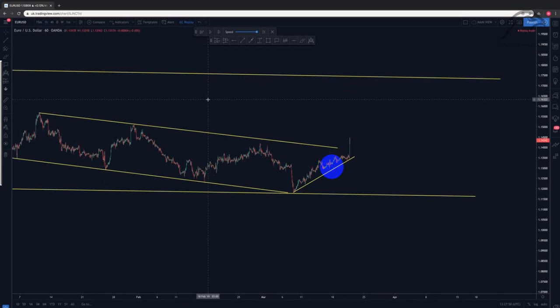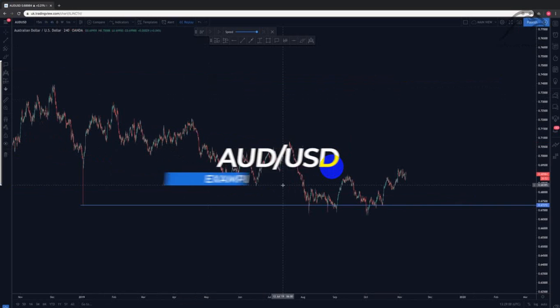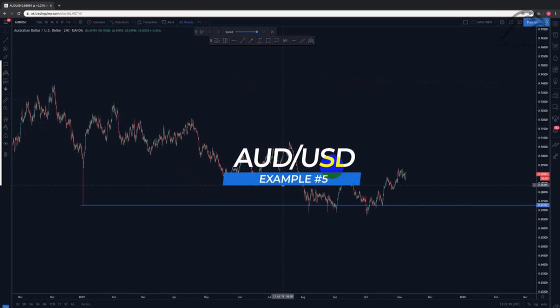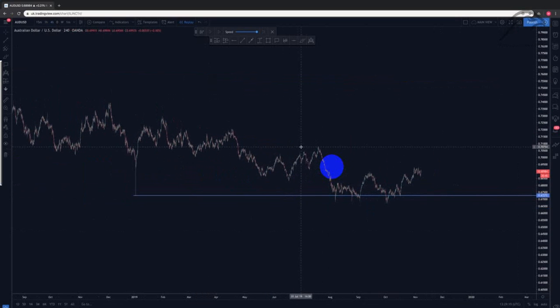Let's take a look at Aussie Dollar. So here we have Aussie Dollar. Let's take a look at a couple of entries here. It's important to look at multi-time frame analysis and understand why we're looking at the particular entry type. So what can we see when we look left?